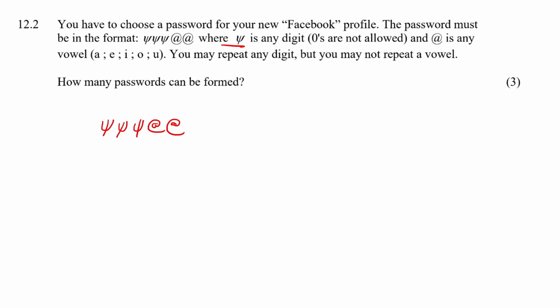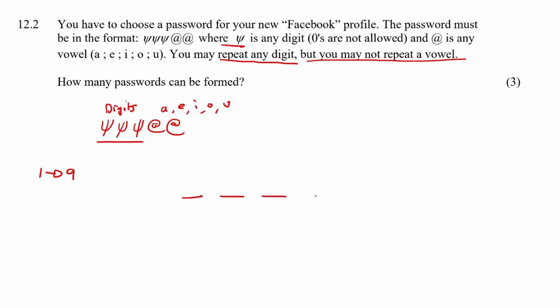So the first part here, these are all digits. But you're not allowed to use 0. So what digits can you use? 1 to 9. And then these over here are the vowels, A, E, I, O, U. You may repeat the digits, but you may not repeat the vowels. How many passwords can you form?